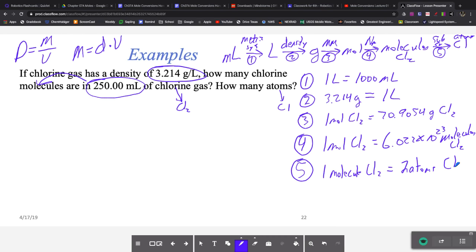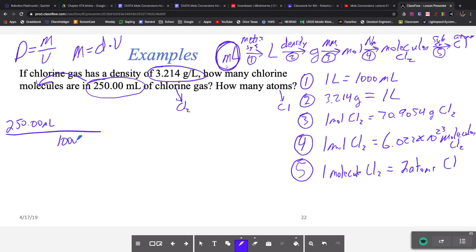Okay, so we're going to start. They gave us two numbers, okay, but we have to start with milliliters. This is what's telling us. Our plan basically tells us where to start. Most of the time you just start with the number you're given. This time you have to figure out which number you have to start with. So we're going to start with the milliliters. So we'll start with our 250.00 milliliters.